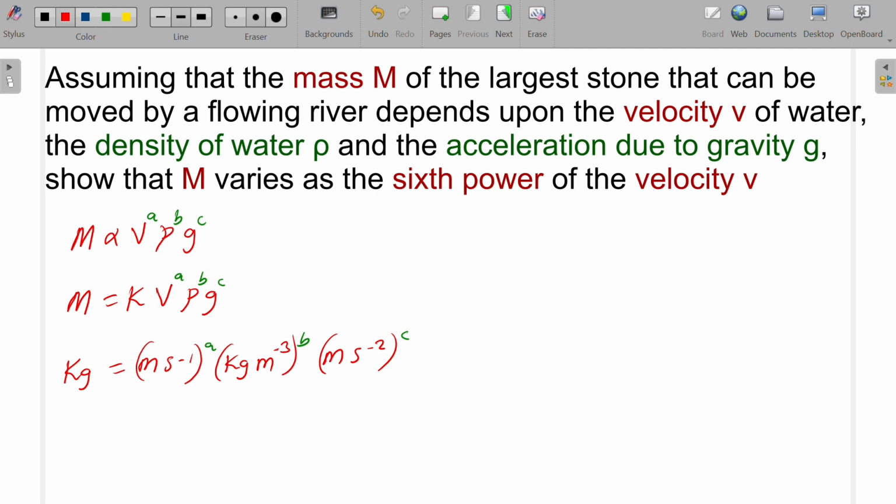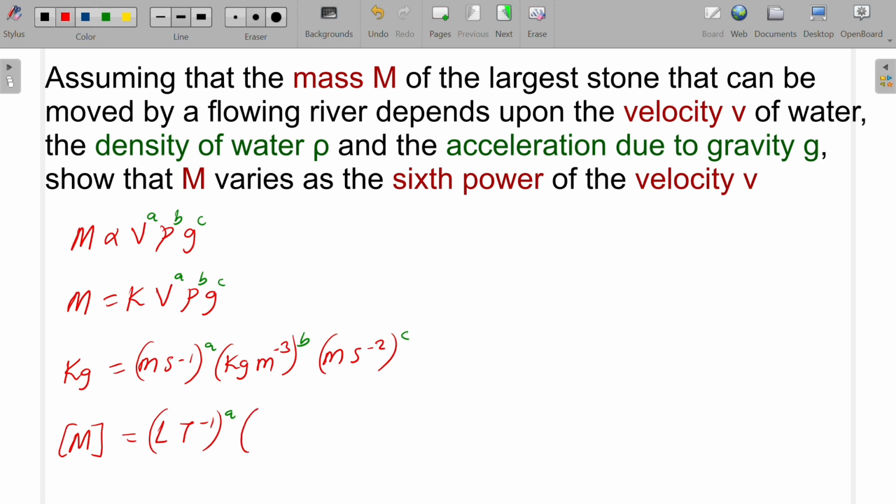Now, since we have introduced our units, we are going to introduce our dimensions. On the left side, we have kg. Kg is a unit of mass and has a dimension of M. Then what we have here is meters per second. Meters is a unit of length and seconds is time. So what we have there is LT to the minus 1, still given to the power of a.